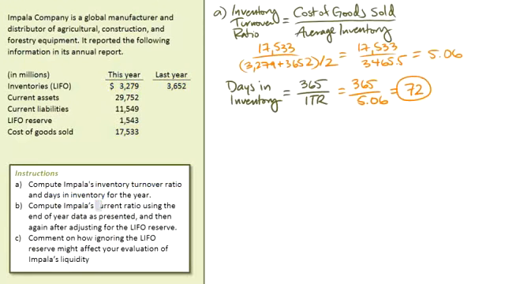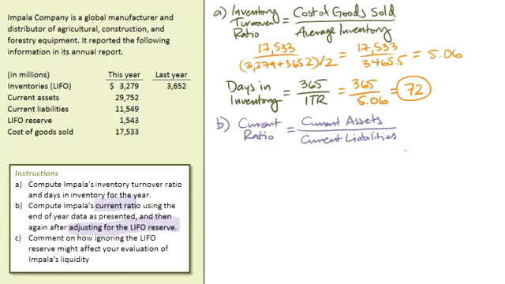In Part B, we want to compute Impala's current ratio using end-of-year data, and then again after adjusting for the LIFO reserve. The current ratio equals current assets divided by current liabilities. So for this equation, we'll pull our current assets and our current liabilities of 29,752 divided by 11,549, which gives us a current ratio of approximately 2.58 to 1.